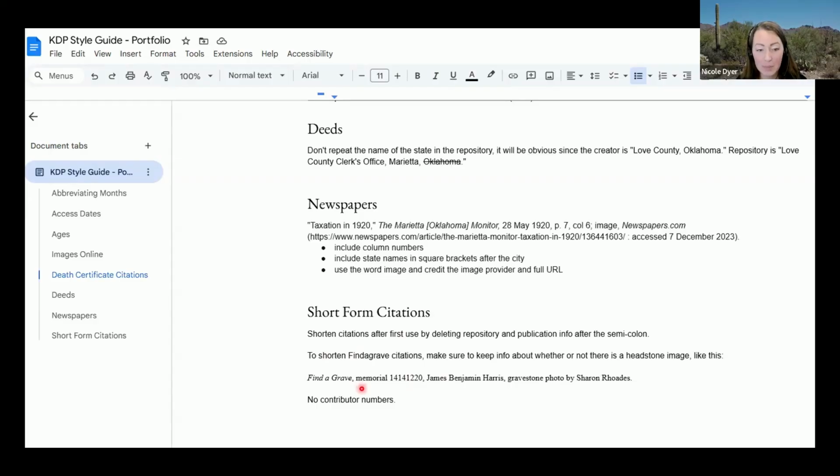So that's how I ended up doing my style guide. It wasn't very long, but it was very helpful. And whenever I had a question about how to do things, I would make a decision and put it here. All right, are there any questions or comments about creating a style guide?